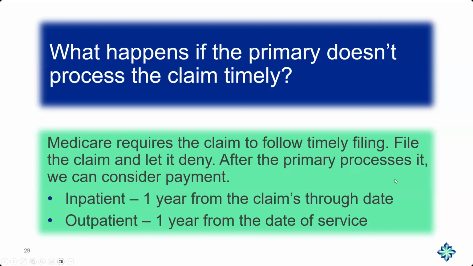What happens if the primary does not process the claim timely? First of all, Medicare does not waive timely filing for this. What Medicare will say is that you have 1 year from the through date or date of discharge on an inpatient claim and 1 year from the date of service on an outpatient claim. And that would include professional services, lab services, anything on an outpatient basis. So if it's not inpatient, it's going to fall into outpatient or professional, maybe supplier. You still have to file it timely. You don't get to skip that. So make sure it gets filed timely.